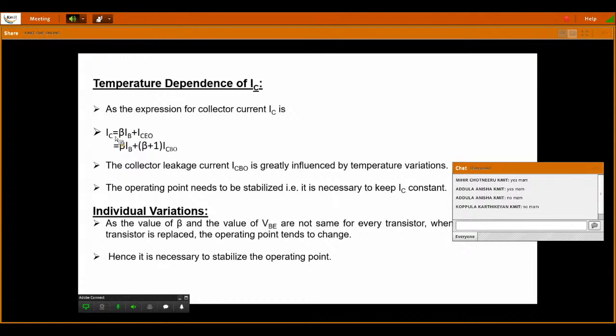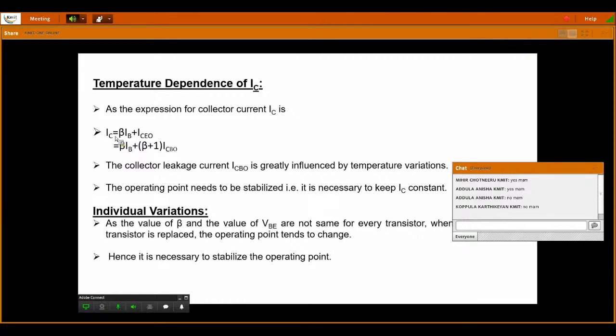So when the output junction is reverse biased, the drift of your minority charge carriers into your collector region gives some additional current which is in the range of microamps. So that is ICEO. ICEO is calculated in a common emitter configuration with the input terminal open circuited. Input terminal open circuited means your base terminal is open circuited.